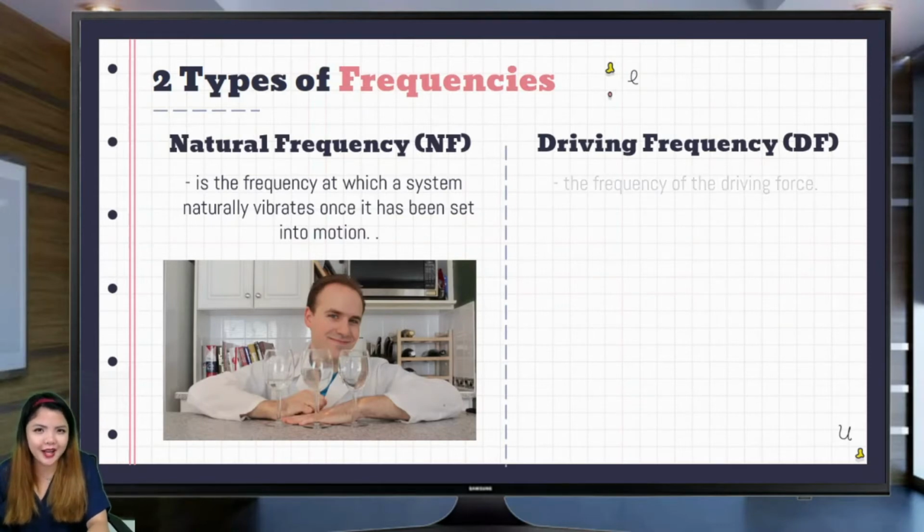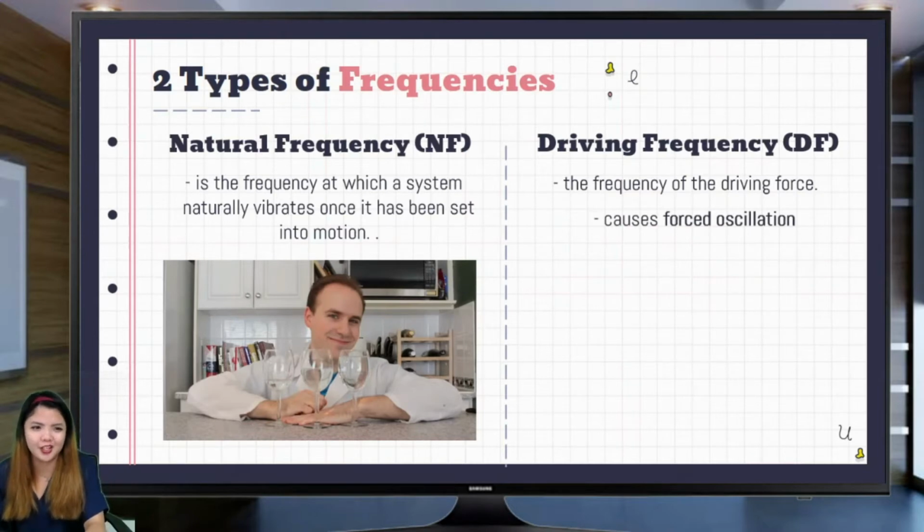While on the other hand, the driving frequency is just the frequency of the driving force. If we apply a periodically varying driving force with angular frequency to a damped harmonic oscillator, the motion that results is called a forced oscillation, or this is also called driven oscillation. So it's just very simple. You just exert a driving force.